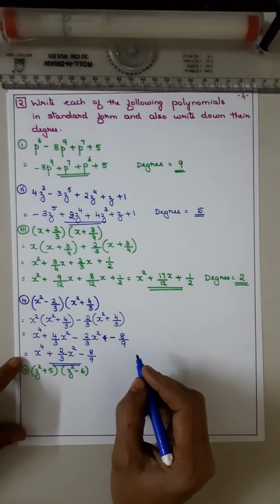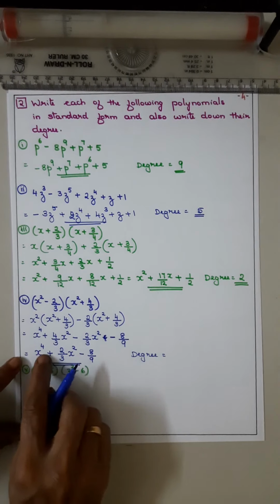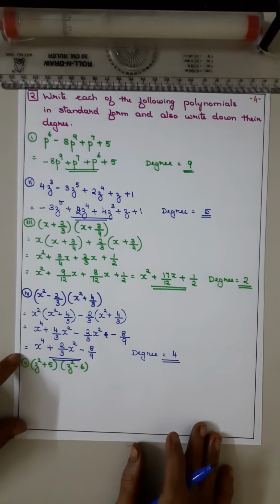Now it is a degree. What is the highest power? It is 4. Clear?